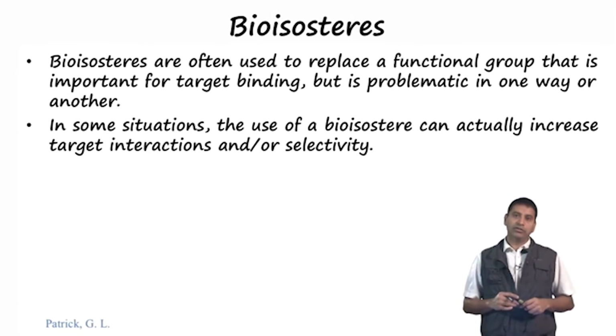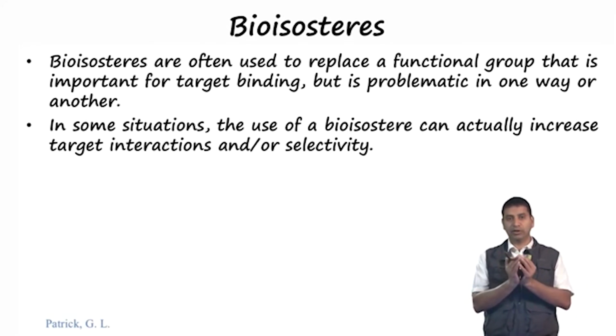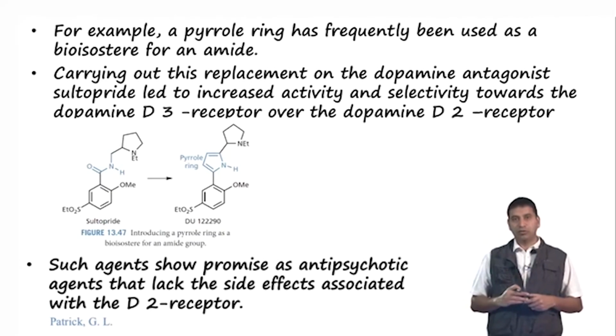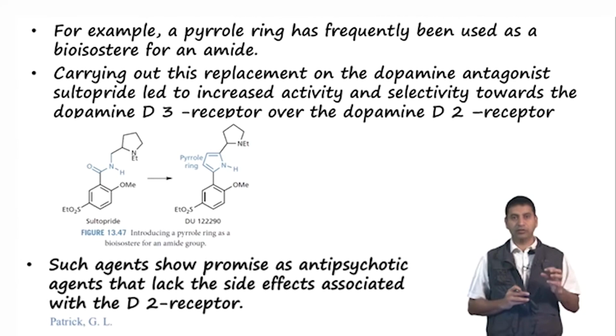Bioisosteres are often used to replace functional groups that are important for binding in a target. For example, it is possible that your functional group is very important for binding, but it has other problems during metabolism. Here the use of a bioisostere can increase the target drug interactions and may also help with increased selectivity. For example, the pyrrole ring has frequently been used as a bioisostere of an amide.